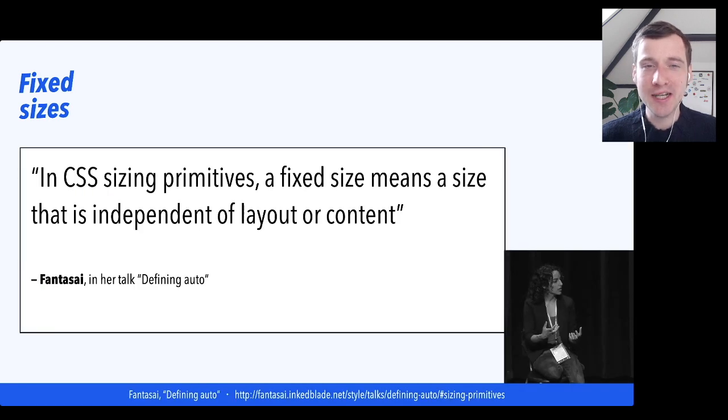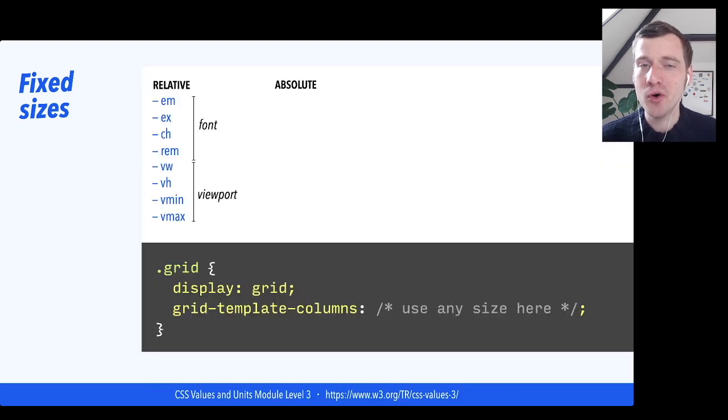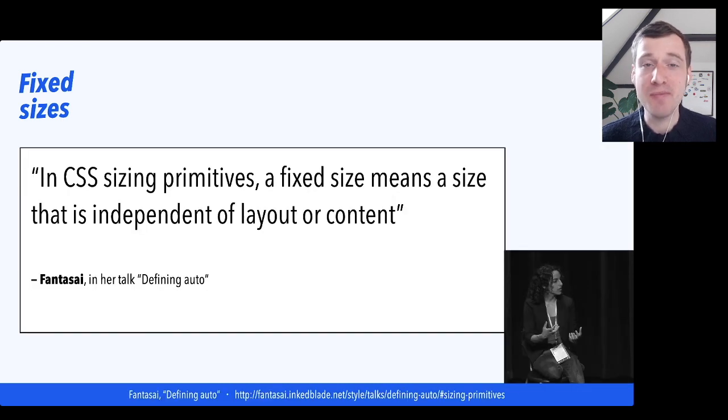Now, in sizing primitives, as Fantasy explains in her amazing talk called Defining Auto, fixed sizes are sizes that are independent of layout or content. So all of these that I've laid out here are independent of content or layout. They're based on fonts, viewports, or absolute things, or each other.